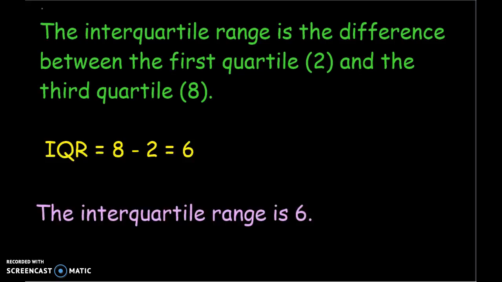Now, our interquartile range is the difference between the first quartile, which is the number 2, and the third quartile, which is the number 8. So IQR, which stands for interquartile range, is merely 8 minus 2, which is equal to 6. So the interquartile range is 6.